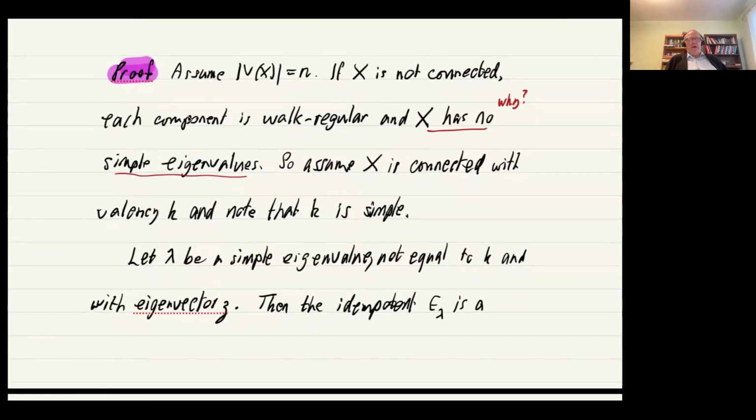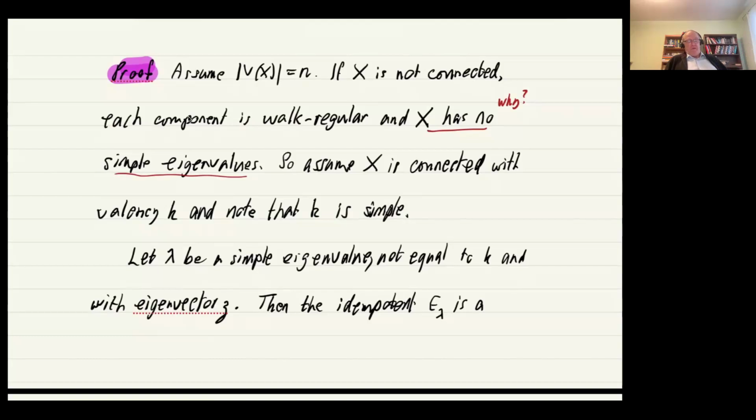So we're saying that X drop A and X drop B have the same characteristic polynomial, and from that you can deduce that each component of X is walk regular. And in that case, if A and B are in different components, X drop A and X drop B are still co-spectral. And so it follows from that X has no simple eigenvalues. Now I've put a Y there, so you should go off and think about that. But the point is, if it's not connected, then it has no simple eigenvalues, and so we're done.